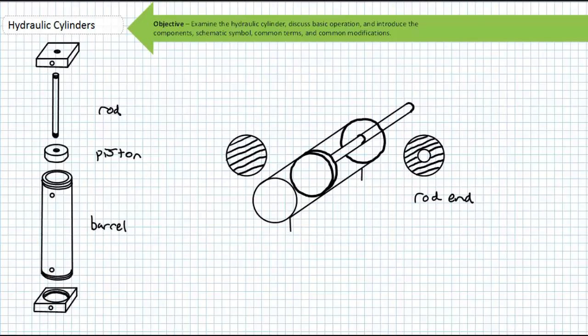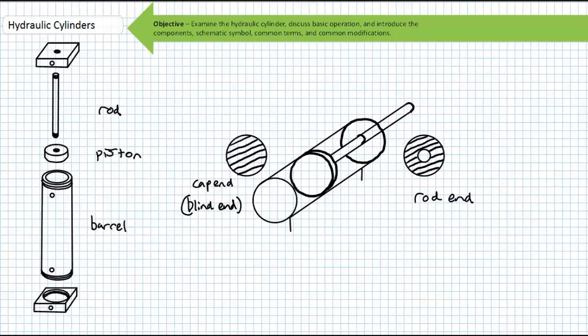If you said the end with a rod sticking out of it, you're correct. This is the one with the smaller functional area. The side opposite the rod end is called the cap end, sometimes called the blind end because it's not the end that sees daylight when the rod is extended. This is the end with a larger functional area.